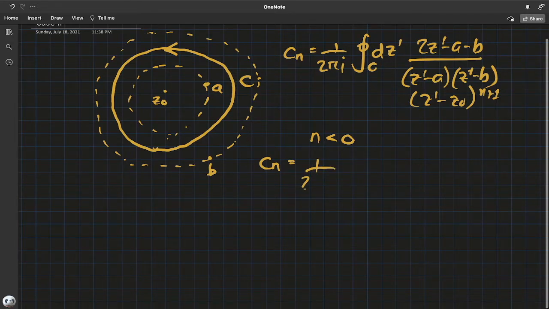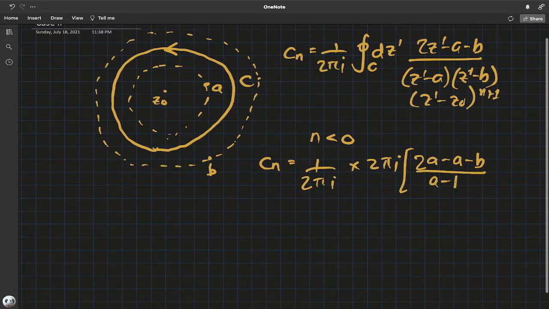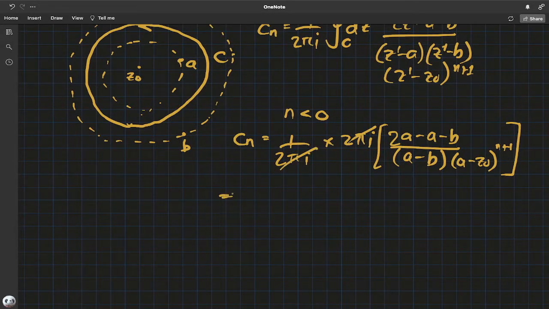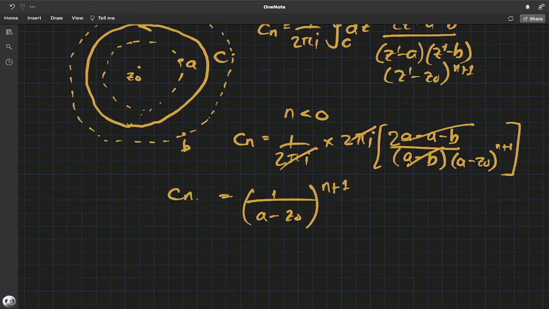So we have 1 over 2 pi i multiplied by 2 pi i, if you remember the formula, and then plug in a. So we have 2a minus b divided by a minus b times a minus z0 to the n plus first power. This cancels out: a minus b cancels with the denominator. We simply have 1 over a minus z0 to the n plus first power. And that is your negative coefficient.